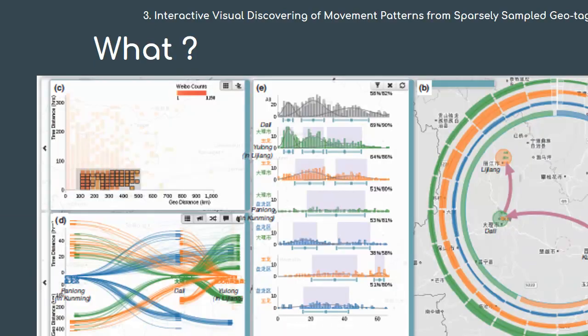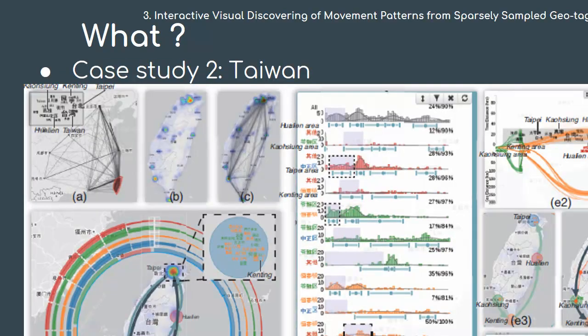This is the case study they conducted in Yunnan, and this model would be clearer for you to see. They also have the ST matrix view here, which shows the distribution in geodistance and time interval attributes. They also conducted the same study in Taiwan.